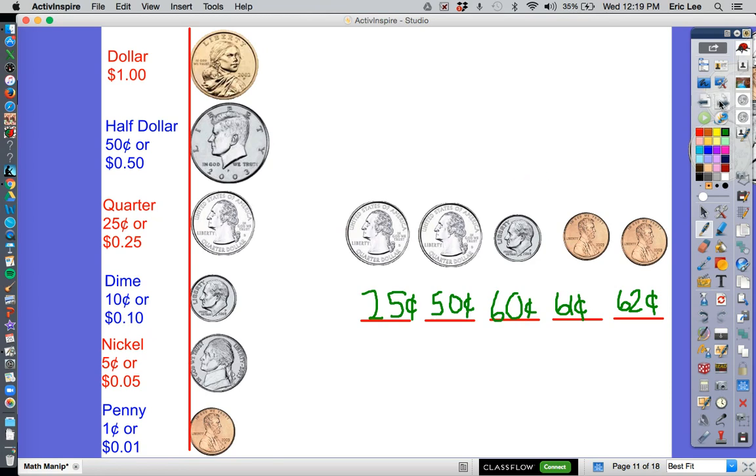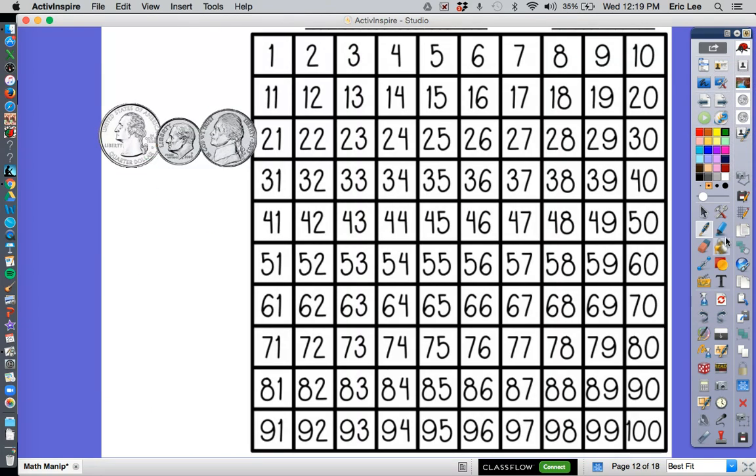Now here's one other tool that you can use that we attached for you to use if you want. It's a hundreds chart. You might say, Mr. Lee, how am I going to use a hundreds chart to help me count here? Well, take a look at my coins here. Let's say that I want to count these coins. I have a quarter plus a dime plus a nickel.